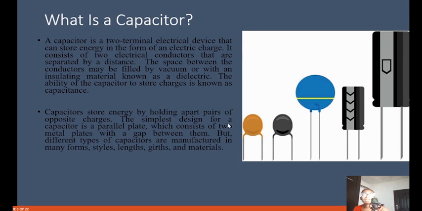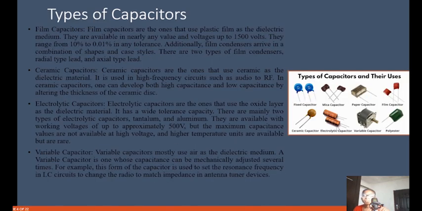The simplest design for a capacitor is a parallel plate, which consists of two metal plates with a gap between them. But different types of capacitors are manufactured in many forms, styles, lengths, girths, and materials. Types of capacitors. From our picture here, we can see the different types of capacitors. We have the fixed capacitor, mica capacitor, paper capacitor, film capacitor, ceramic capacitor, electrolytic capacitor, variable capacitor, and polyester. All these capacitors are different by what separates them.